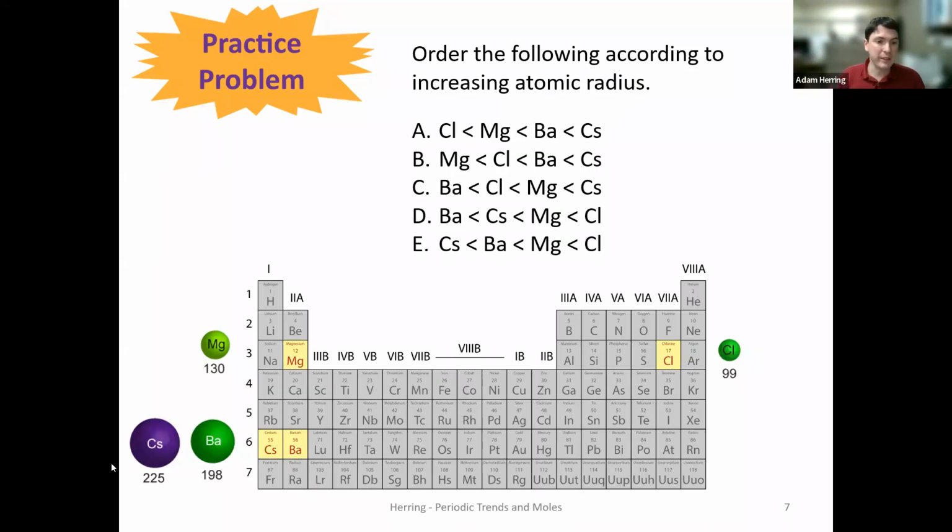So what we can see here is we would be able to rank these by their atomic radius, and the values are listed here as well. When we line them up, we see that chlorine is the smallest, then magnesium, then barium, and then cesium.